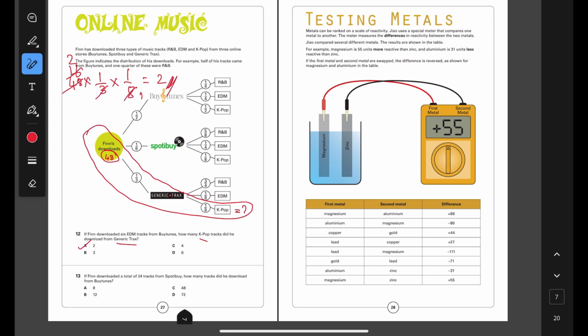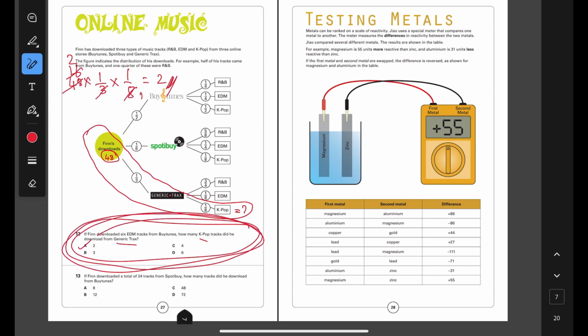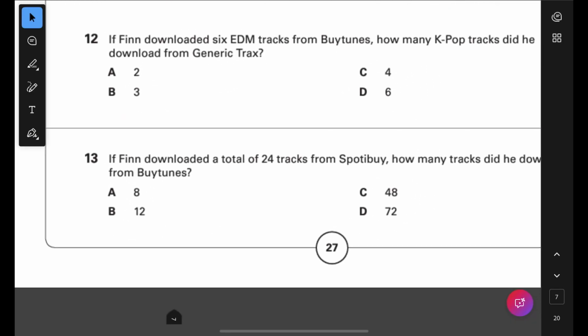So I hope you understood this 12th question. For this question, each data changes as per the question. Here they have given it is equal to 6. That's why we found Finn's download is 48. So let us find the 13th question.